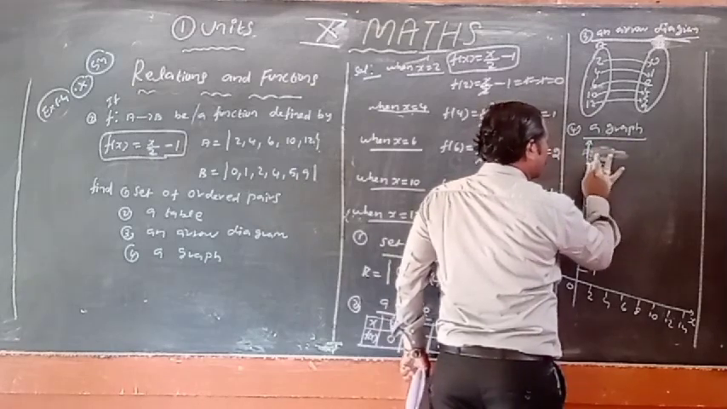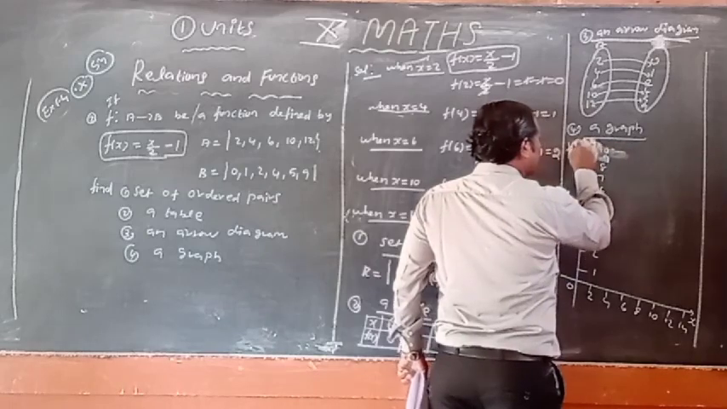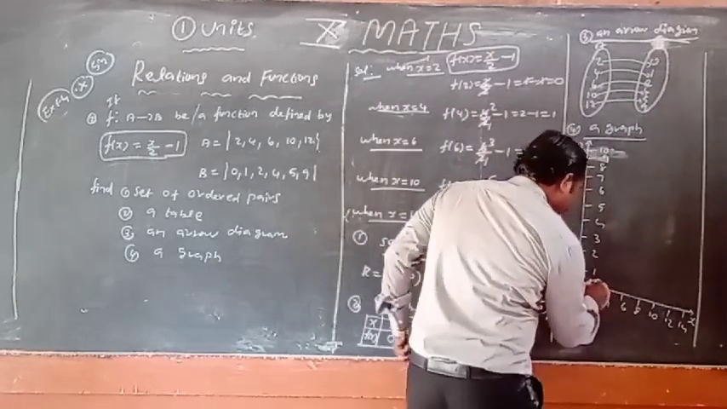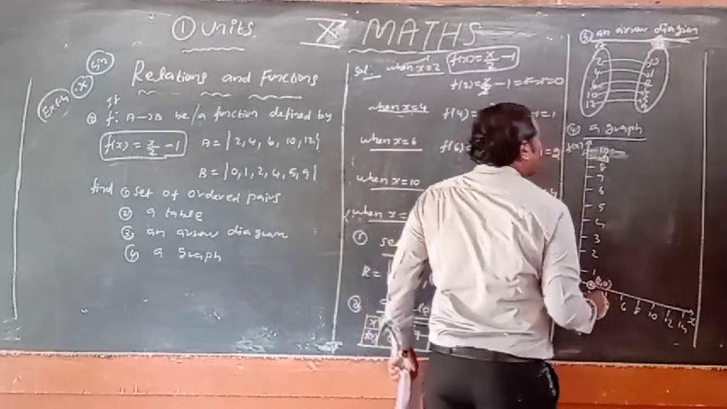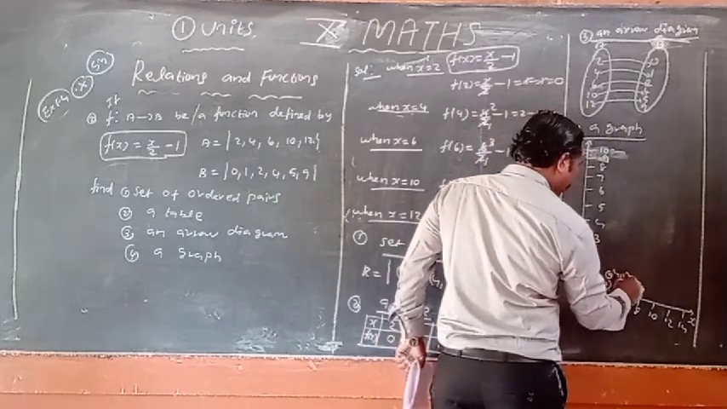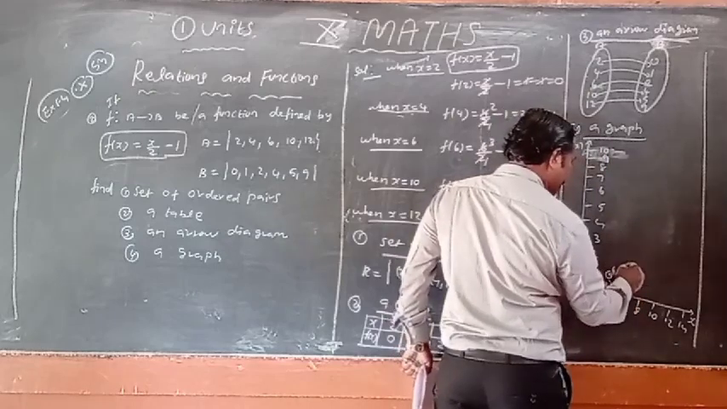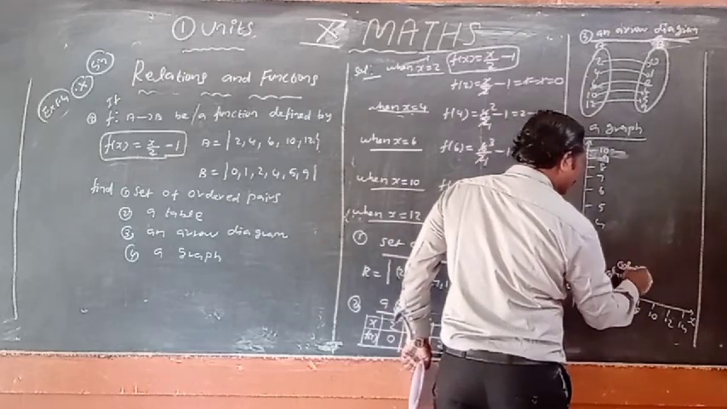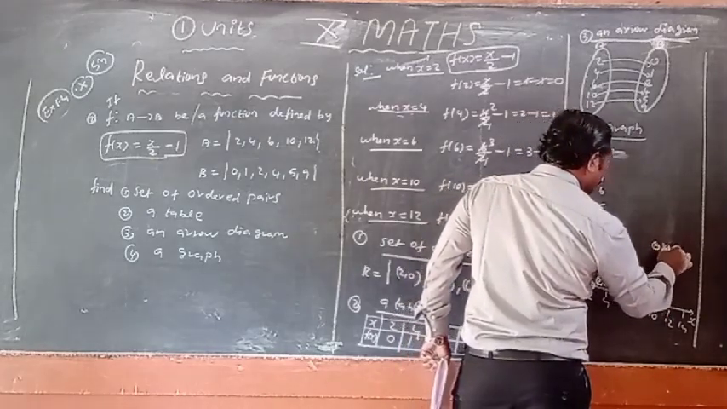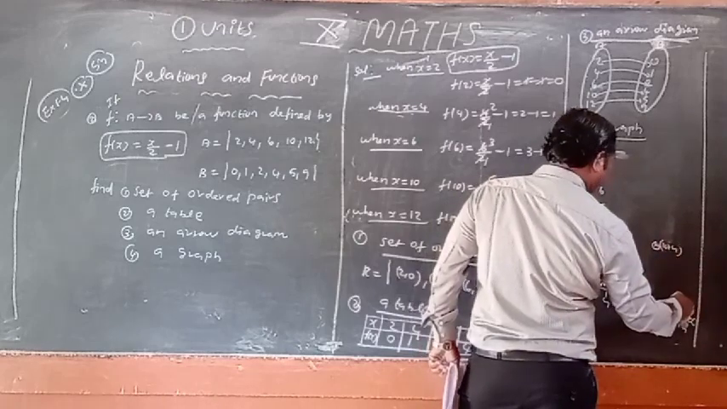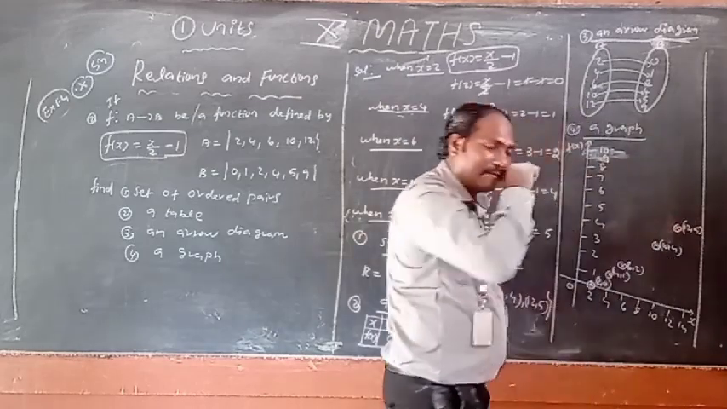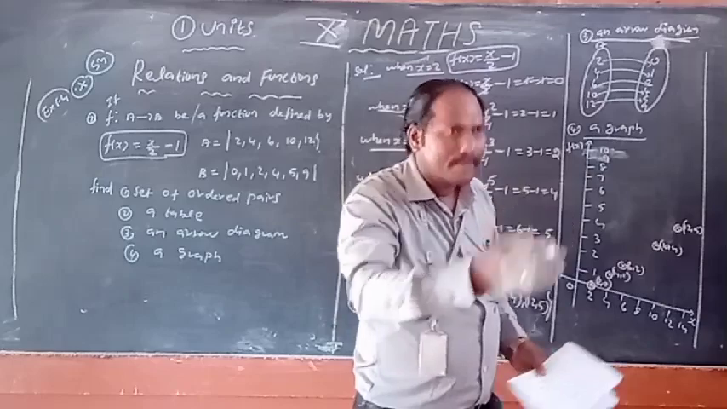Now let us watch it. This is f of x. X equal to 2, substitute, what is the y value? 0. So 2 comma 0. X equal to 4, f of x equal to 1. So 4 comma 1. 6 means 2, so 6 comma 2. Next one is 10. 10 means 4, so 10 comma 4. 12 means 5, so 12 comma 5. Any doubts? Okay, very good.